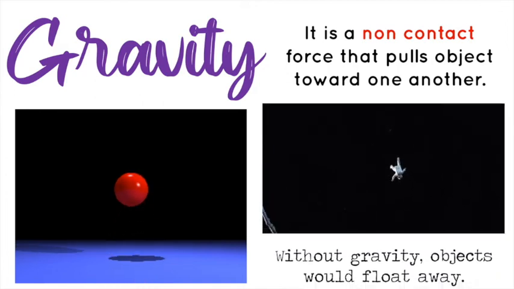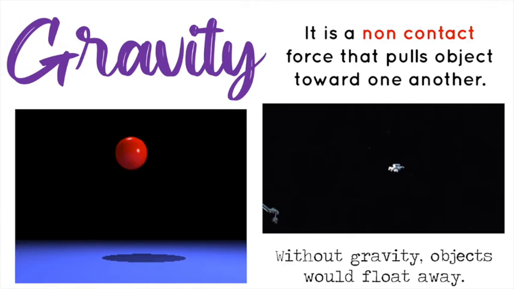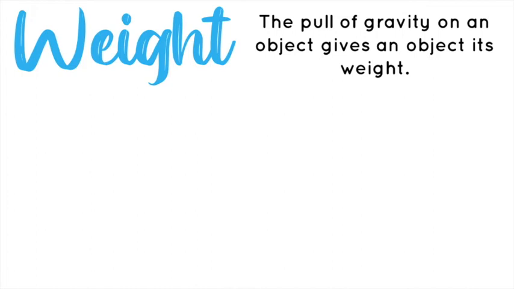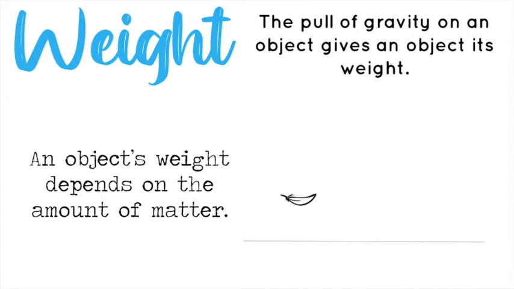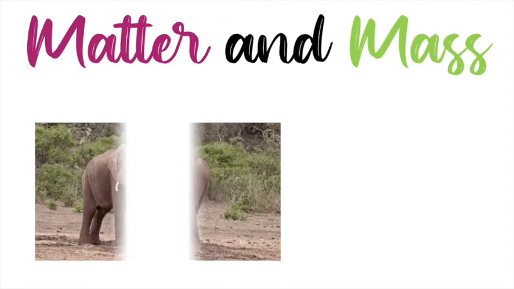Without gravity, objects would float away, which means that they would be in space without a force pulling them toward each other. The weight of objects is what allows the gravity force to apply and make the objects move. So an object's weight depends on the amount of matter, which means if it has more matter, the object will be heavy.